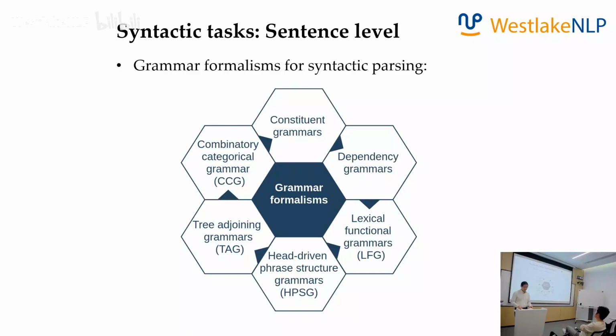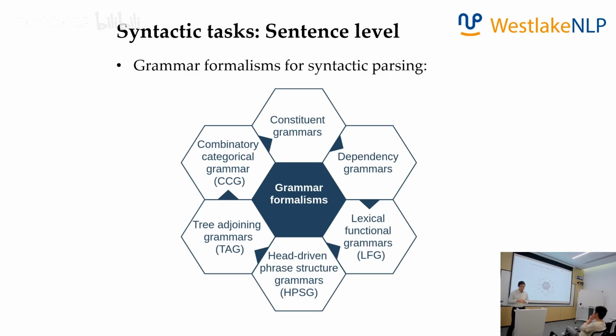Okay, so up one level, at the sentence level, syntactic tasks look at the sentence composition. And there are different formal structural linguistic theories to analyze the structure of a sentence. Here I drew you some examples. There are phrase structure grammars, dependency grammars, or more highly lexicalized grammars. I show you 3 examples.